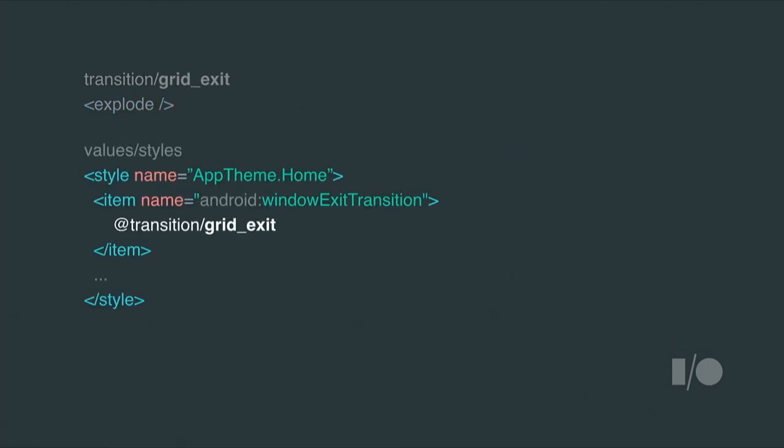Pretty straightforward again. We then have to declare the window exit transition within our home activity's theme. And as we just learned, this will be replayed, reversed on the way back in when the activity does its re-enter transition when we press back from the detail activity.